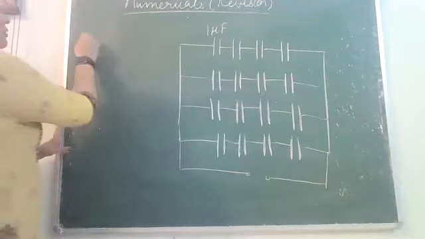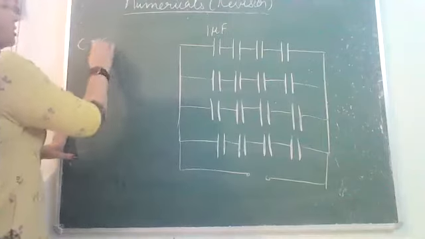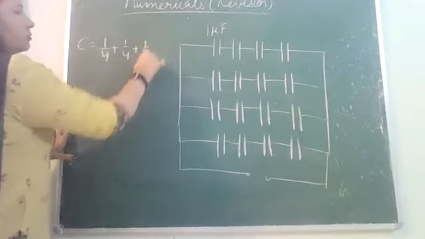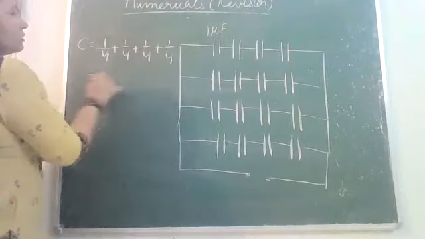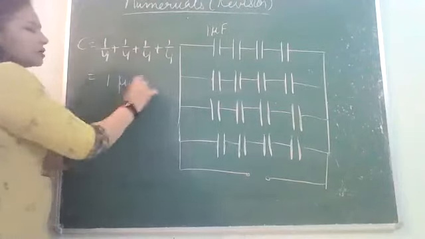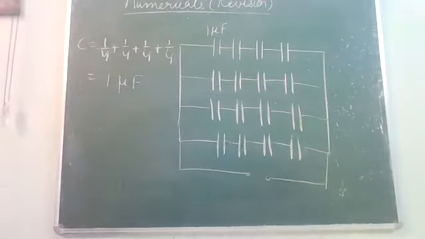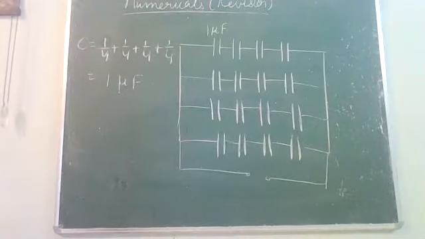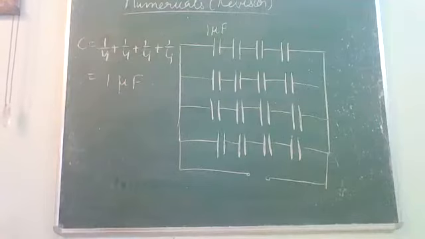So what will be the equivalent capacitance in parallel? 1 by 4 plus 1 by 4 plus 1 by 4 plus 1 by 4. So the equivalent capacitance of this network is also 1 microfarad. Very interesting question. Each capacitor is 1 microfarad, and we have connected 16 capacitors, and still the capacitance of the whole network is also the same, that is 1 microfarad. Right?